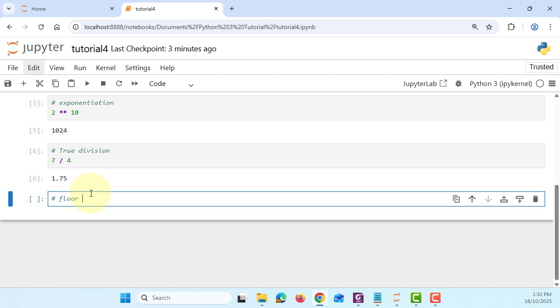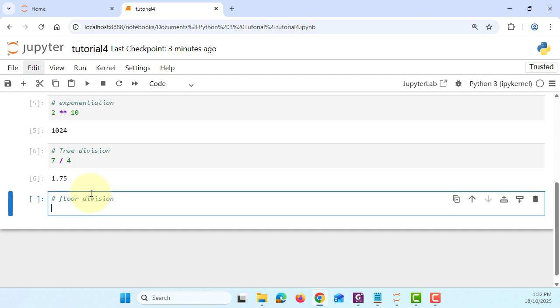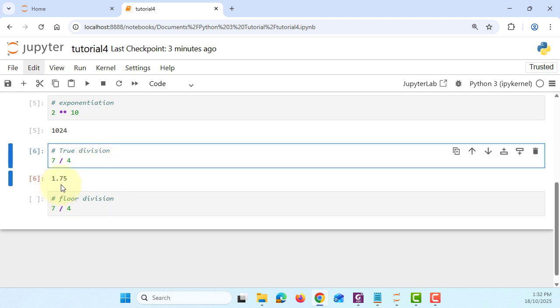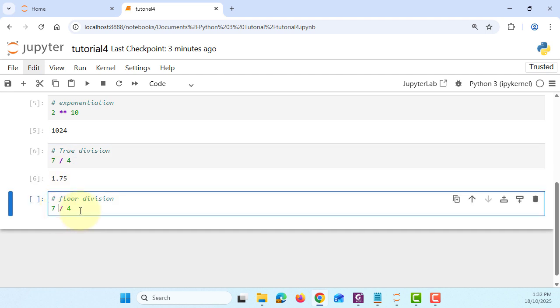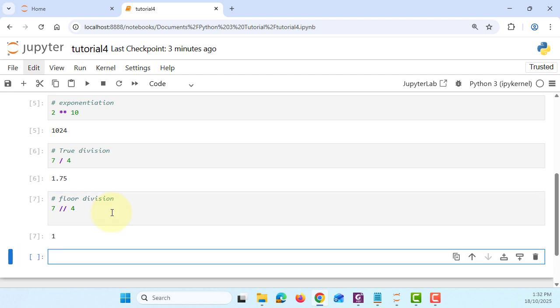floor division. Okay, it will give you an integer value, close to that value. So if we say 7 divided by 4, as you remember, this will return 1.75. So what is the close integer value to 1.75? If you do floor division, they look like 2 of them. Okay, enter, it's a 1.